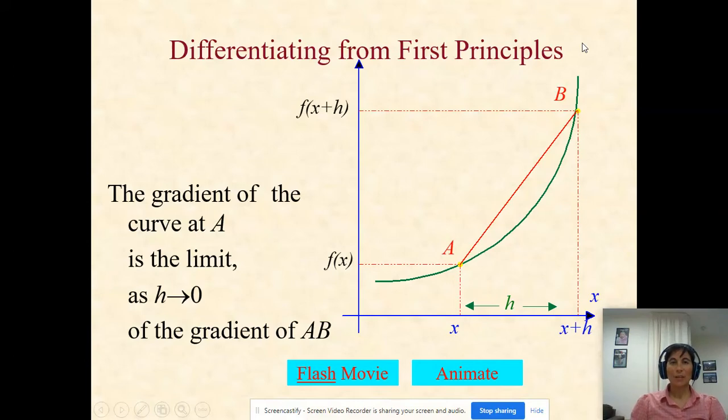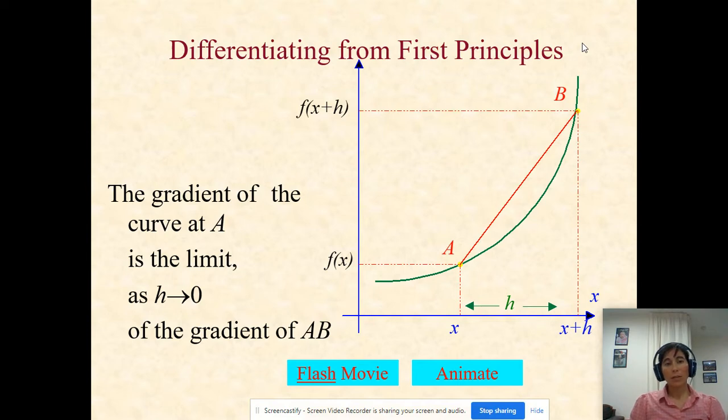Kia ora. Differentiation from first principles. Last year, we learnt how to differentiate using a bit of a trick or a shortcut. And now what we're going to do is to actually learn where that comes from. So let's look at this general example.